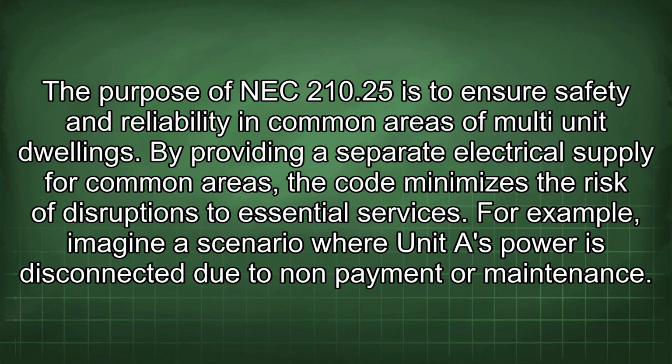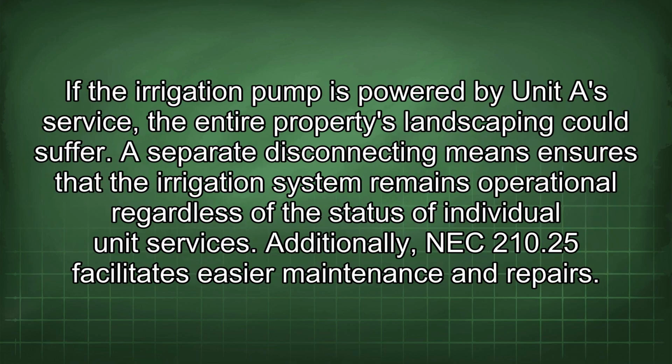The purpose of NEC 210.25 is to ensure safety and reliability in common areas of multi-unit dwellings. By providing a separate electrical supply for common areas, the code minimizes the risk of disruptions to essential services. For example, imagine a scenario where Unit A's power is disconnected due to non-payment or maintenance. If the irrigation pump is powered by Unit A's service, the entire property's landscaping could suffer. A separate disconnecting means ensures that the irrigation system remains operational regardless of the status of individual unit services.